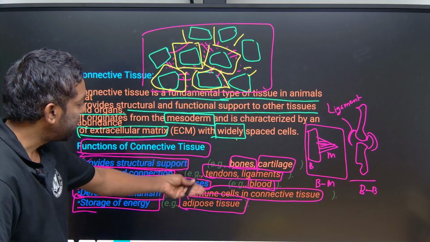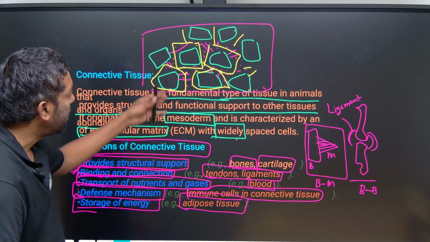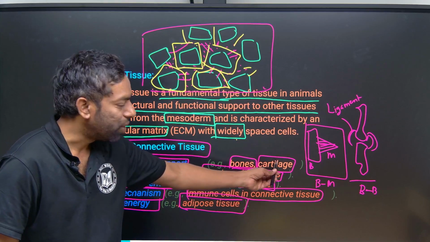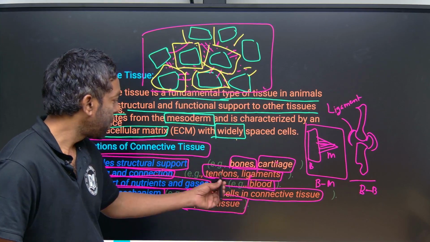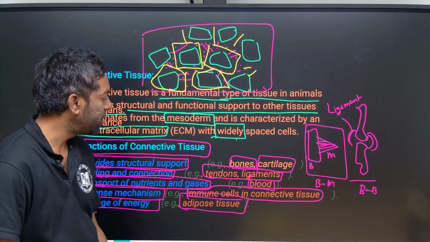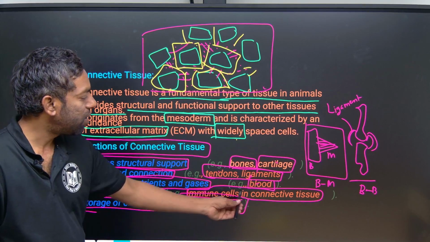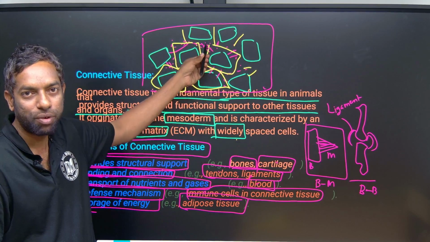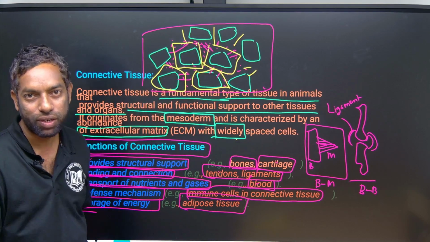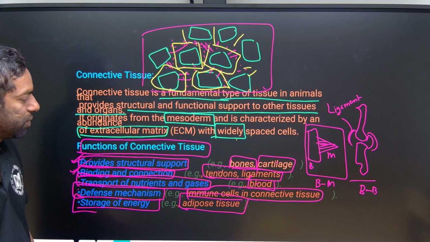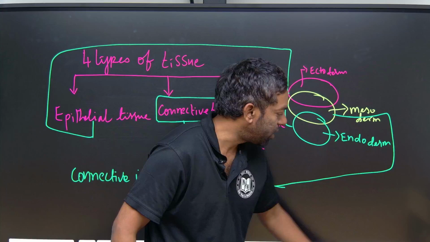Considering these functions, what are the connective tissues? Bones come under connective tissue, cartilage comes under connective tissue, tendons, ligaments, and blood is also connective tissue. Immune cells are present in the matrix of the connective tissue. And adipose tissue comes under connective tissue. Next, the structure of the connective tissue.